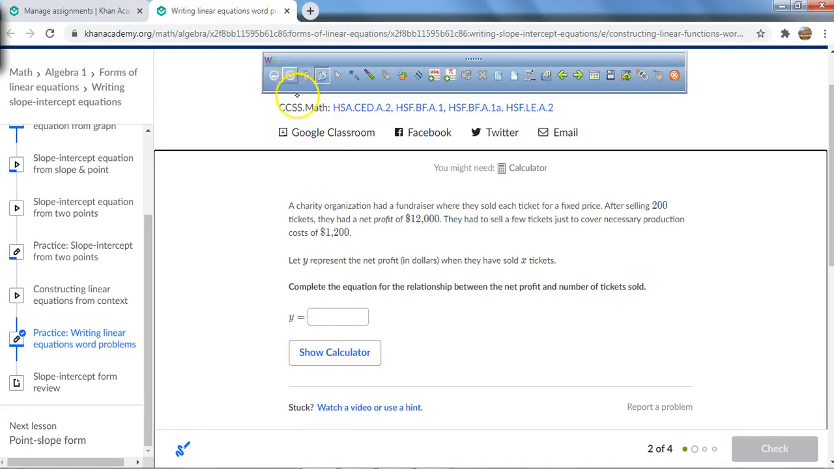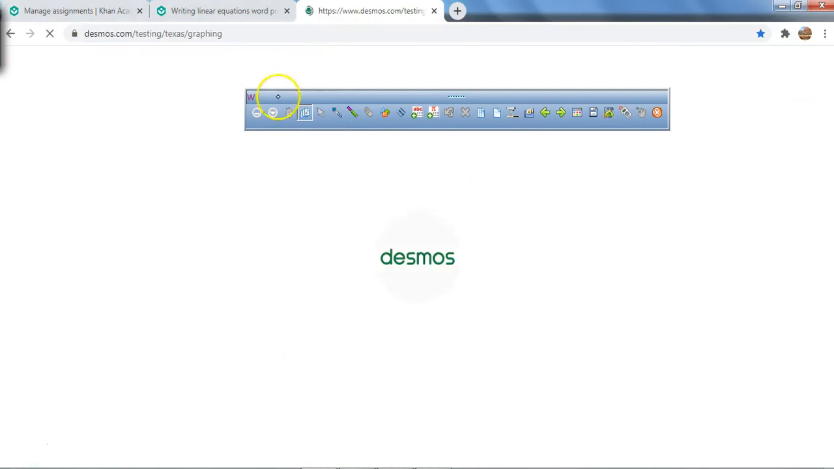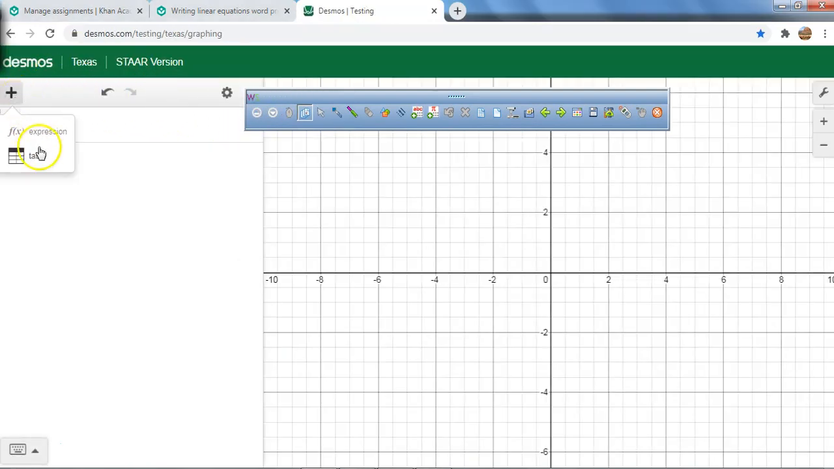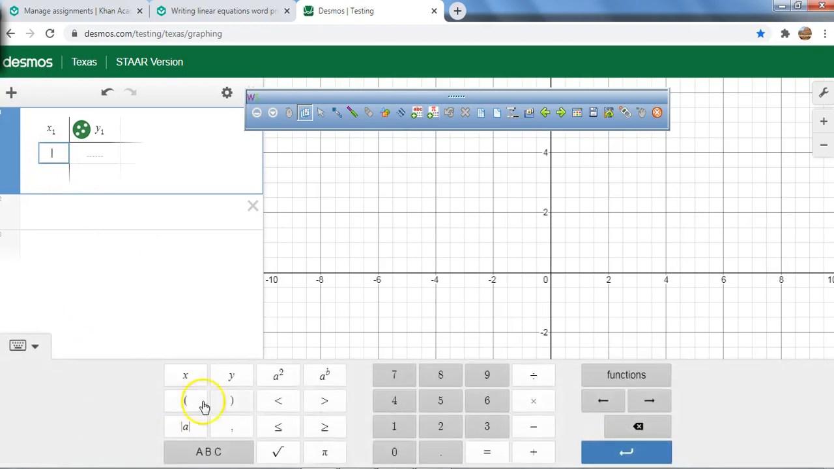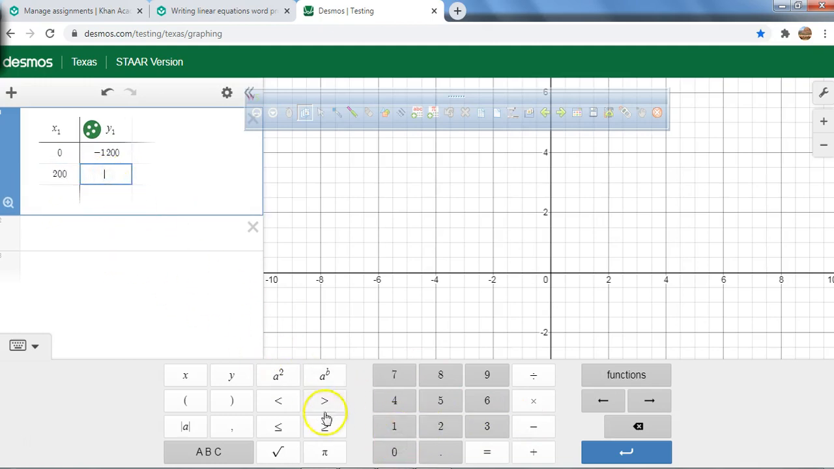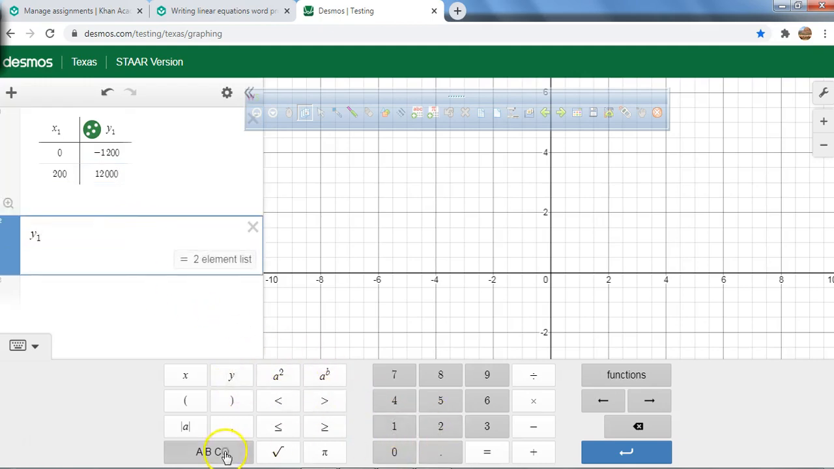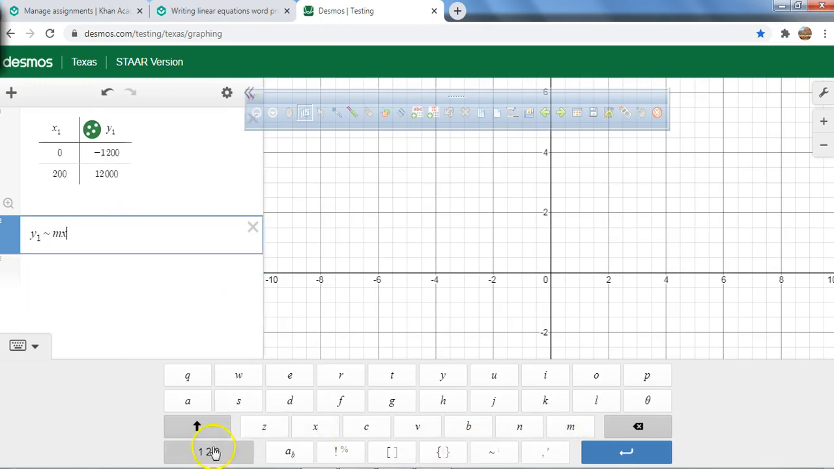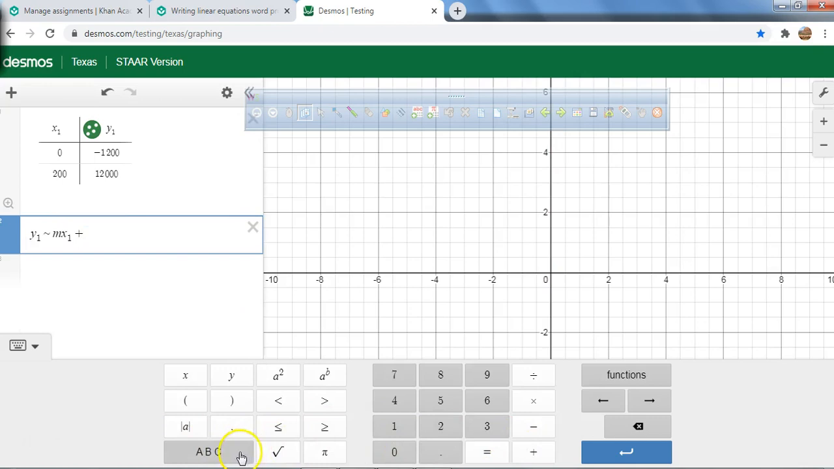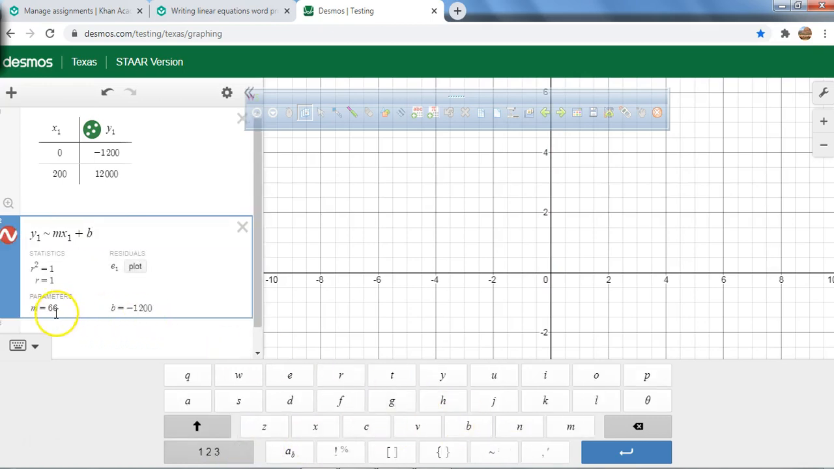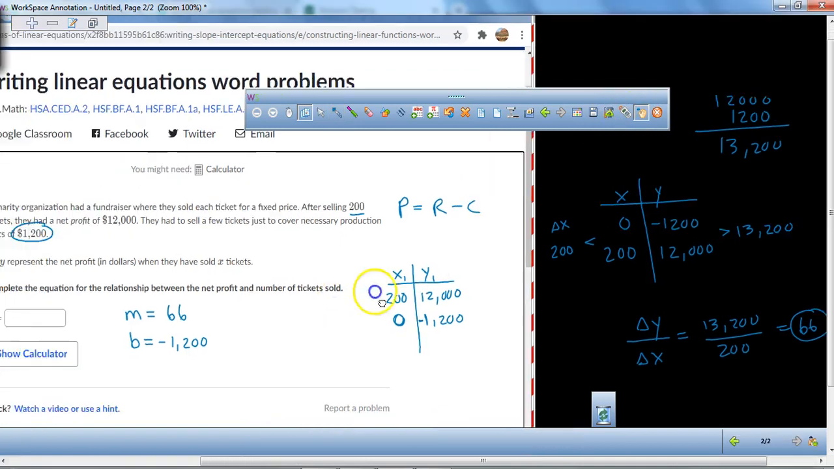But if you're using Desmos, okay, very easy. Do the same thing. Make your table. Start out with your ordered pair of 0 and negative 1,200. And then after 200 tickets, they sold, or they made a profit of 12,000. Here you just got to remember the phrase that pays, which is y1 tilde mx1 plus b. And you can still see you have a slope and you have a y-intercept. There's your slope, there's your y-intercept. So that gives me all the information that I need to write my answer.